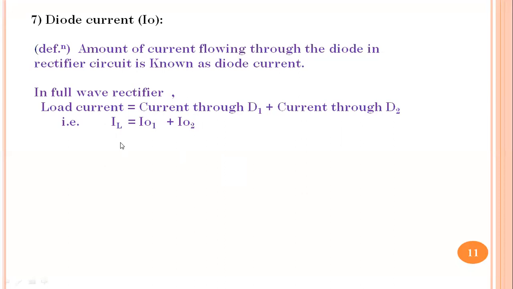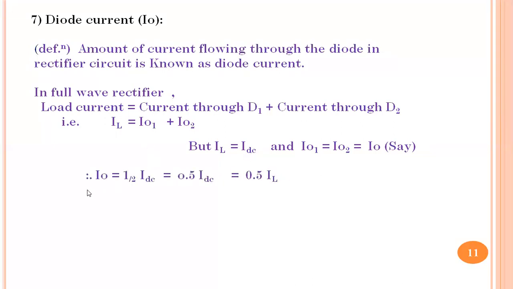But the conduction of current through D1 and D2 will be of equal value, say IO, and the load current we also call IDC, given by VDC upon RL. Put this value in the equation and simplify it, you will get IO equals 1/2 of IDC. That means 0.5 times IDC, or 0.5 times the load current.